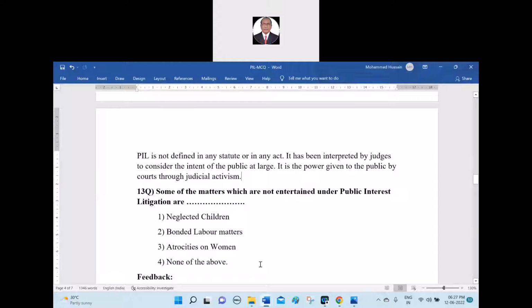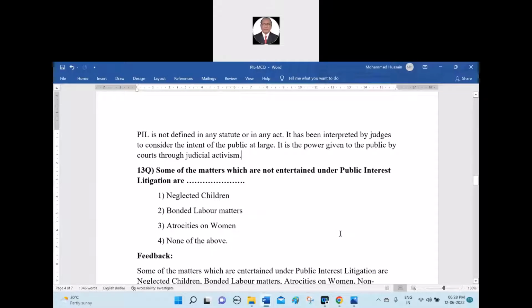13th question, read. Anyone can unmute and read. Some of the matters which are not entertained under public interest litigation are: neglected children, bonded labor matters, atrocities on women, none of the above. I think third one, sir. I think third or fourth definitely will be one. Why? Because bonded labor is definitely there. Neglected children is there. Atrocity, I think third one, sir. I think in the framing I have forgotten something, the connection is missing here.